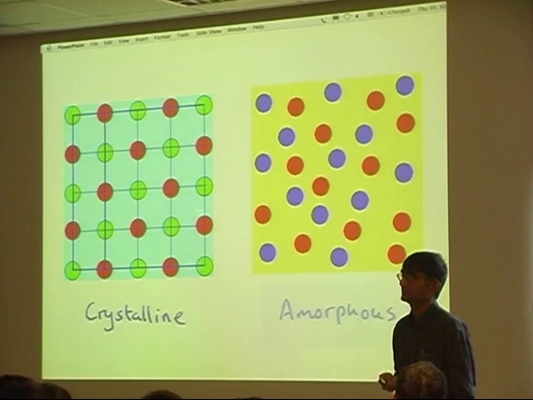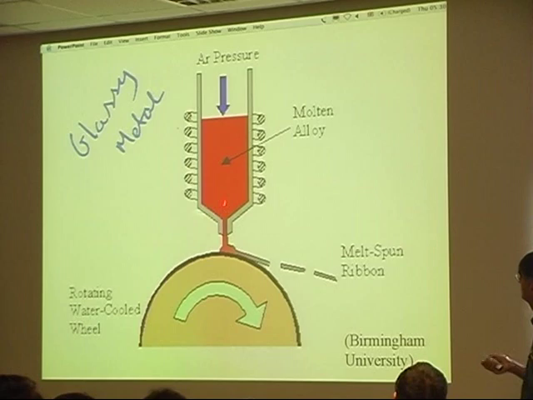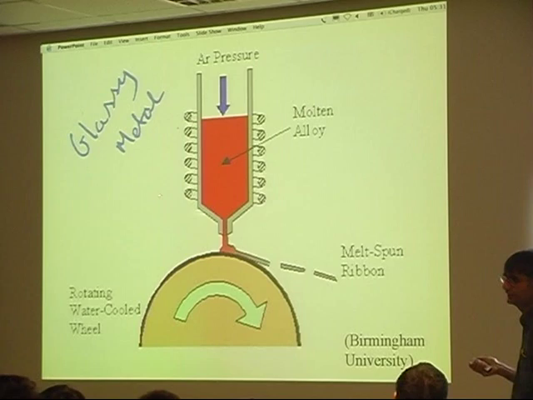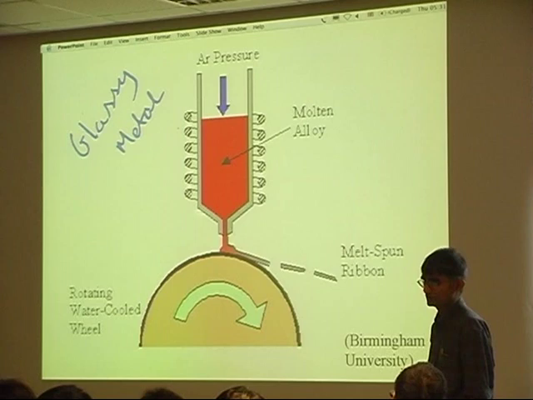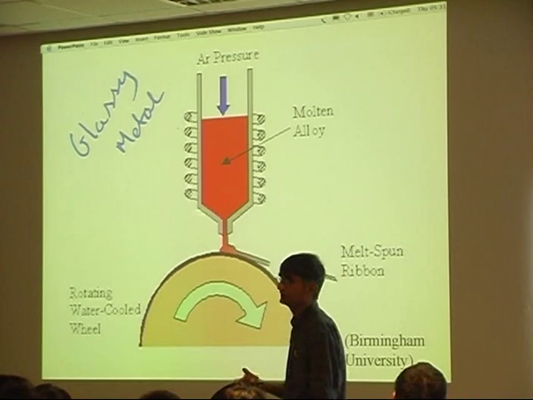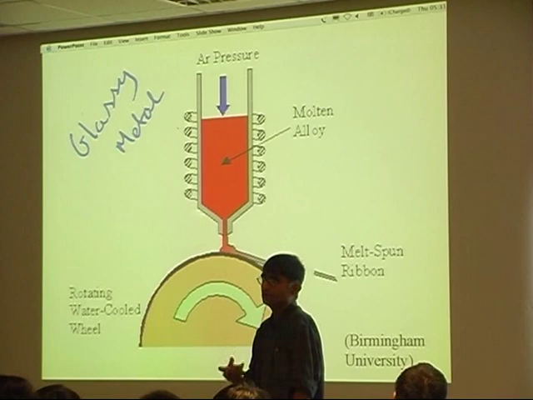So for example, here is a very hot liquid of metal. For example, it could be a mixture of iron and boron. And we pour it onto a rotating copper wheel. Then the cooling rate is about 10 to the 6 Kelvin per second. And you end up with a ribbon which does not have a crystalline structure. It's actually metallic. So it conducts electricity, it looks like a metal, but if you looked at it in the microscope, there would be no structure at all, no grain boundaries, no diffraction peaks, and so forth.